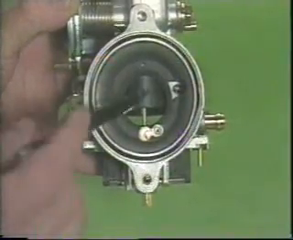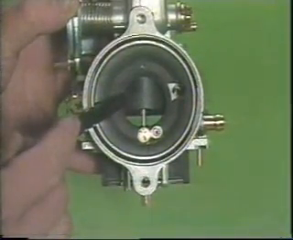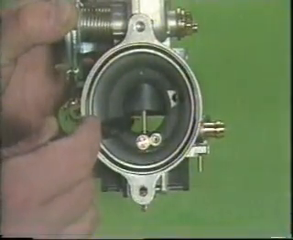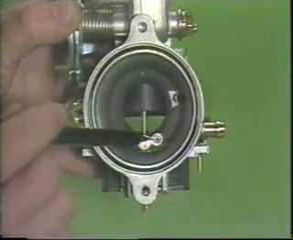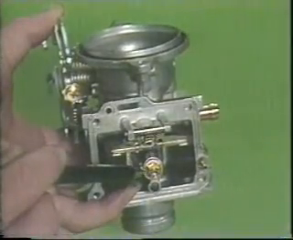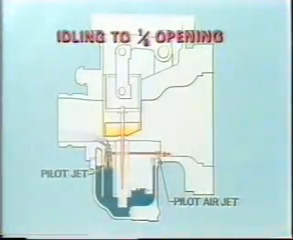The most important parts for different throttle opening ranges are the throttle valve, jet needle, pilot air jet, pilot jet, and main jet. A pilot air screw is not used on the RZ500.